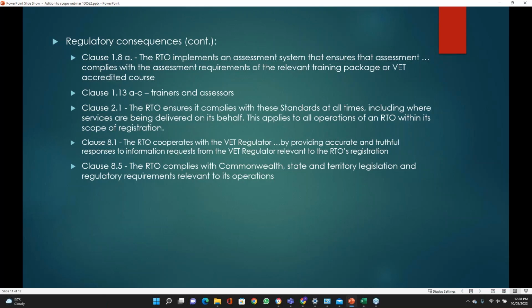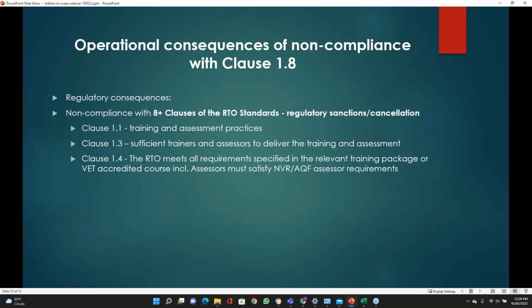Guys, at the end of the day, it simply isn't worth it. If we have a look at how many non-compliances we could be hit with, simply because we haven't done our preparation for our addition to scope properly, it simply isn't worth it.